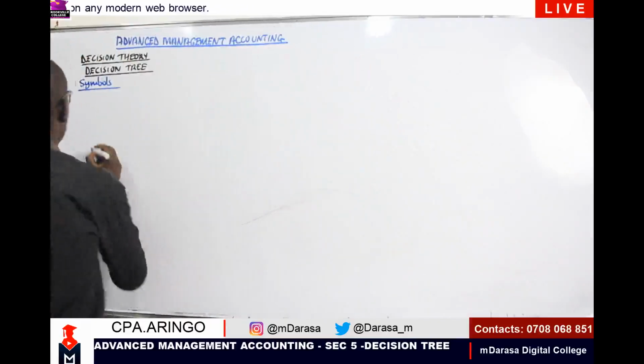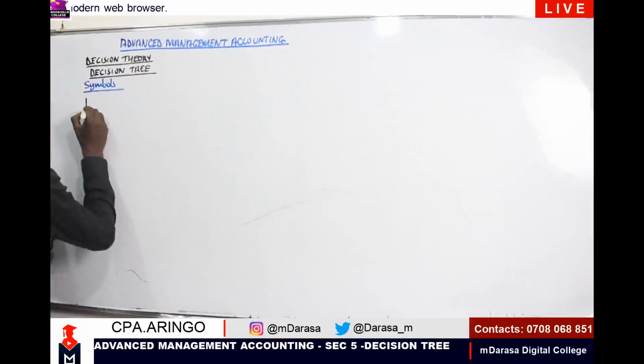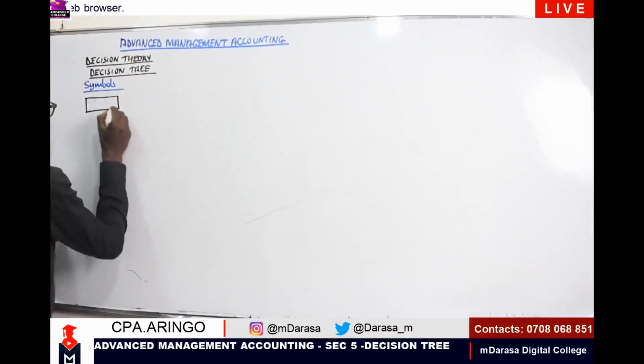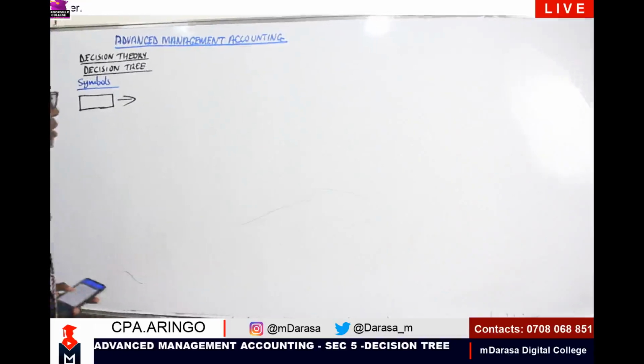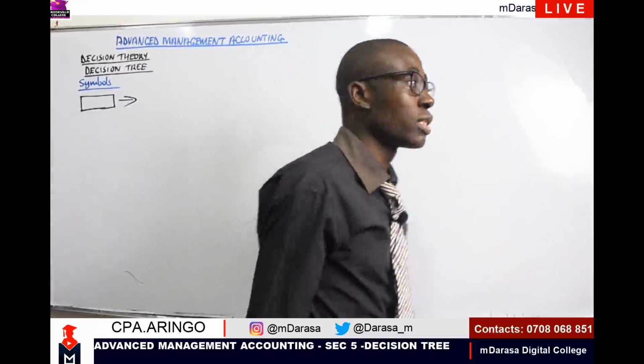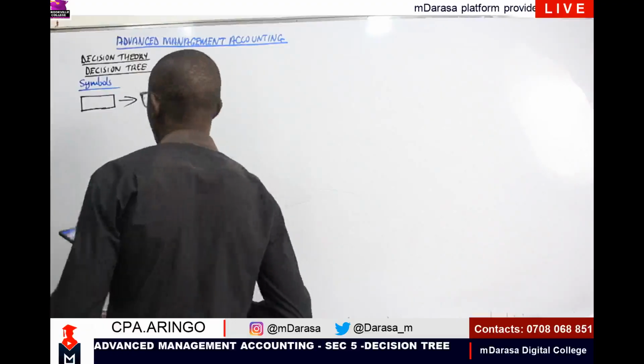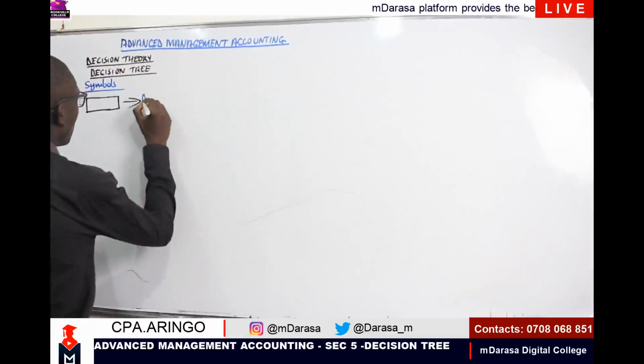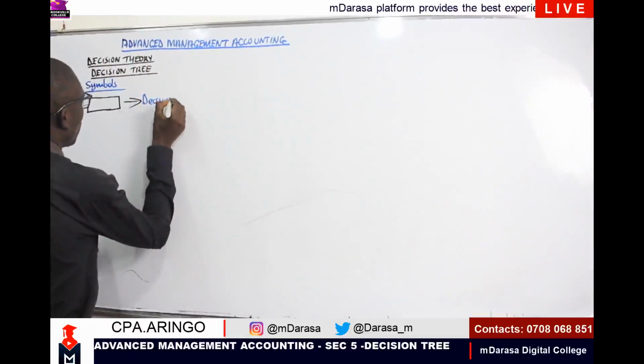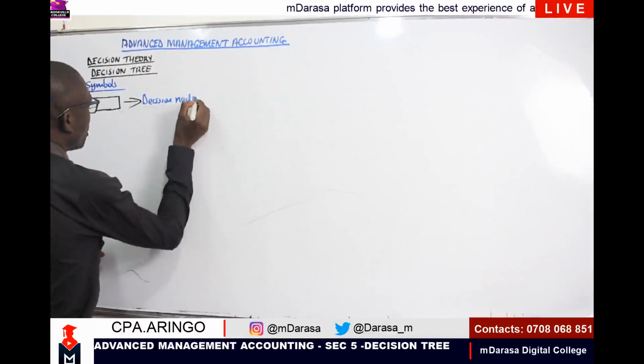So for the symbols, we normally tend to look at the following. We normally tend to talk about this symbol. This rectangle will represent what is known as decision node. This is decision node.